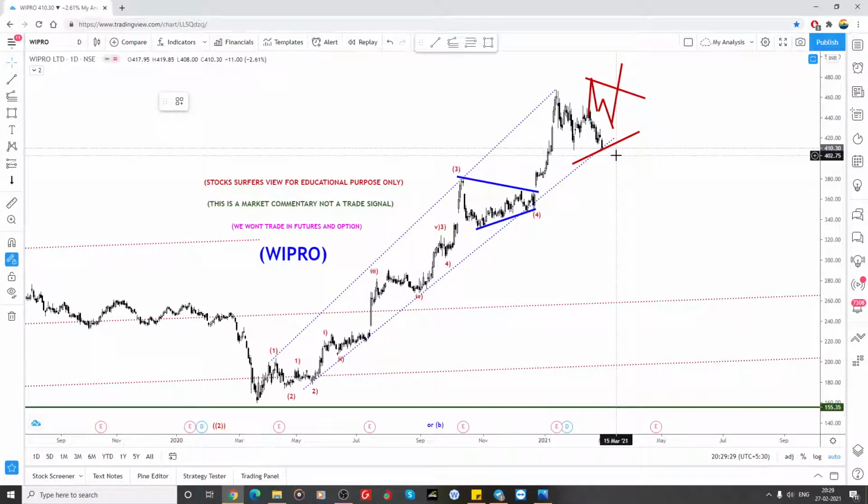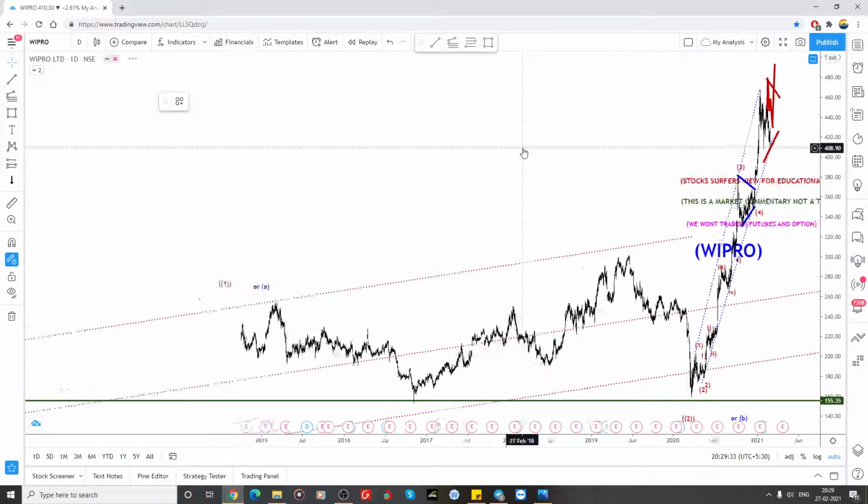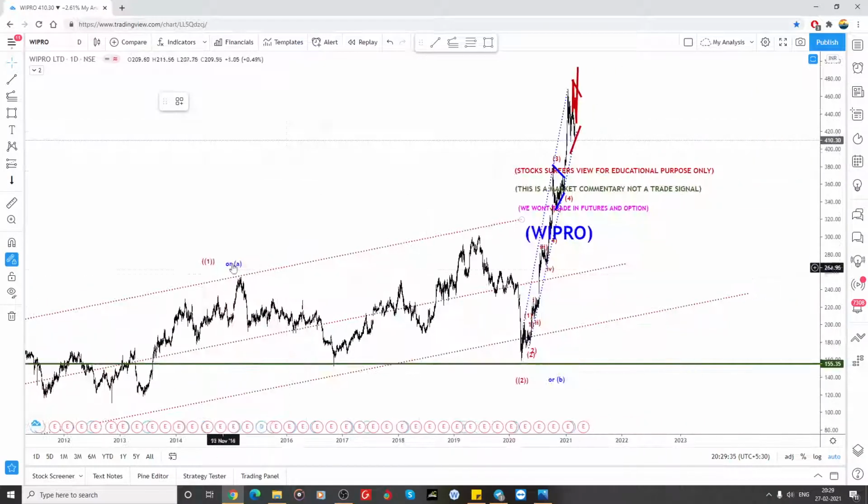Still I'm expecting for that 1, 2, 3, 4, 5. So we are looking for this A, B, or C to get completed. So that could be a W, or for the bigger X, or if it is in 1, this is a 2. So this could be a third wave.